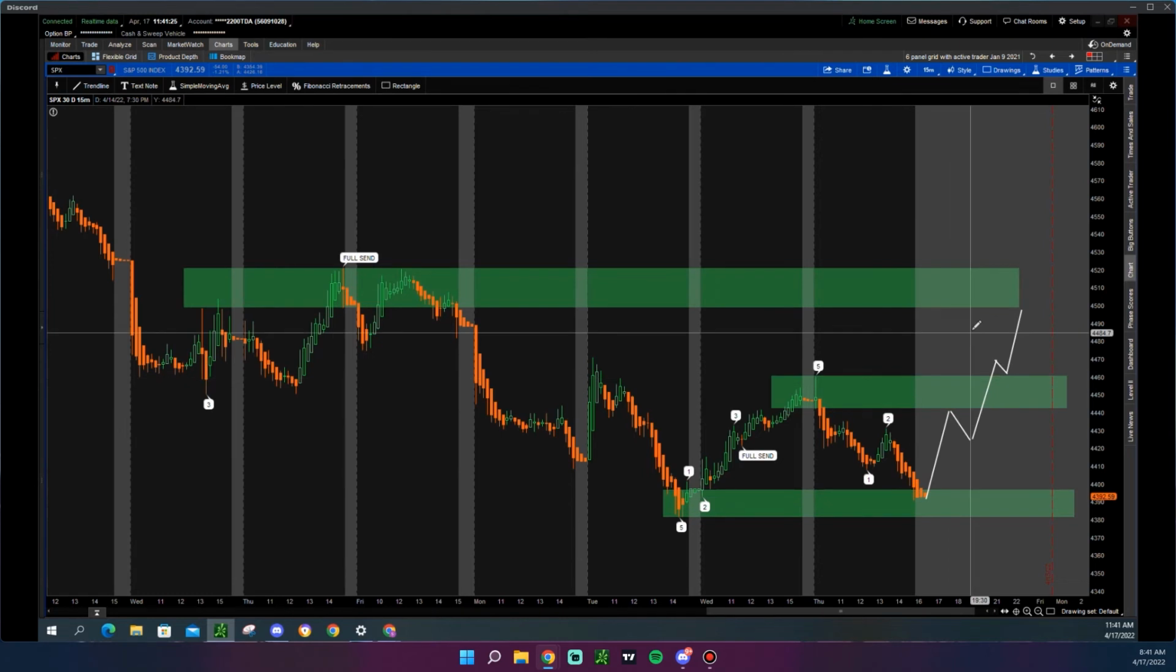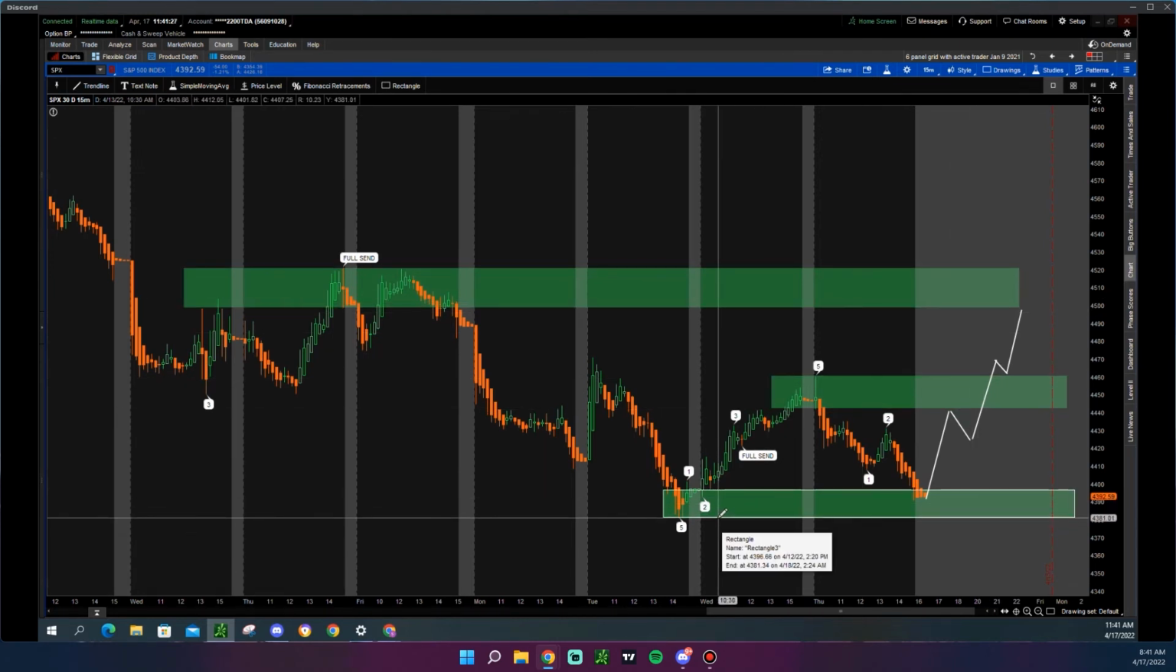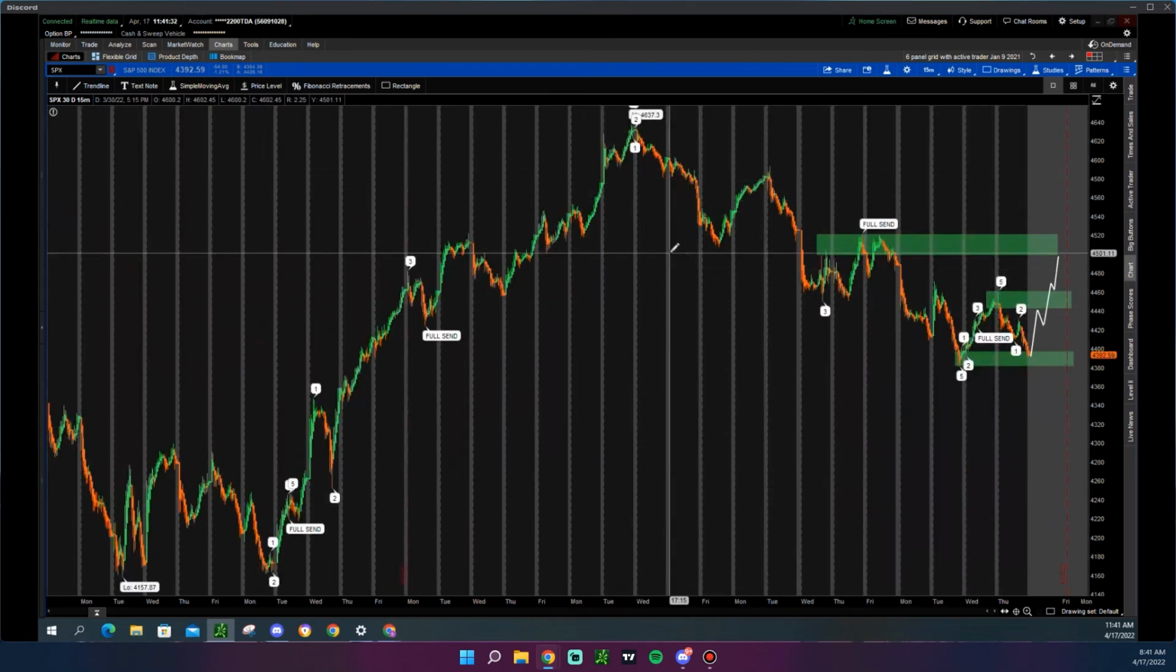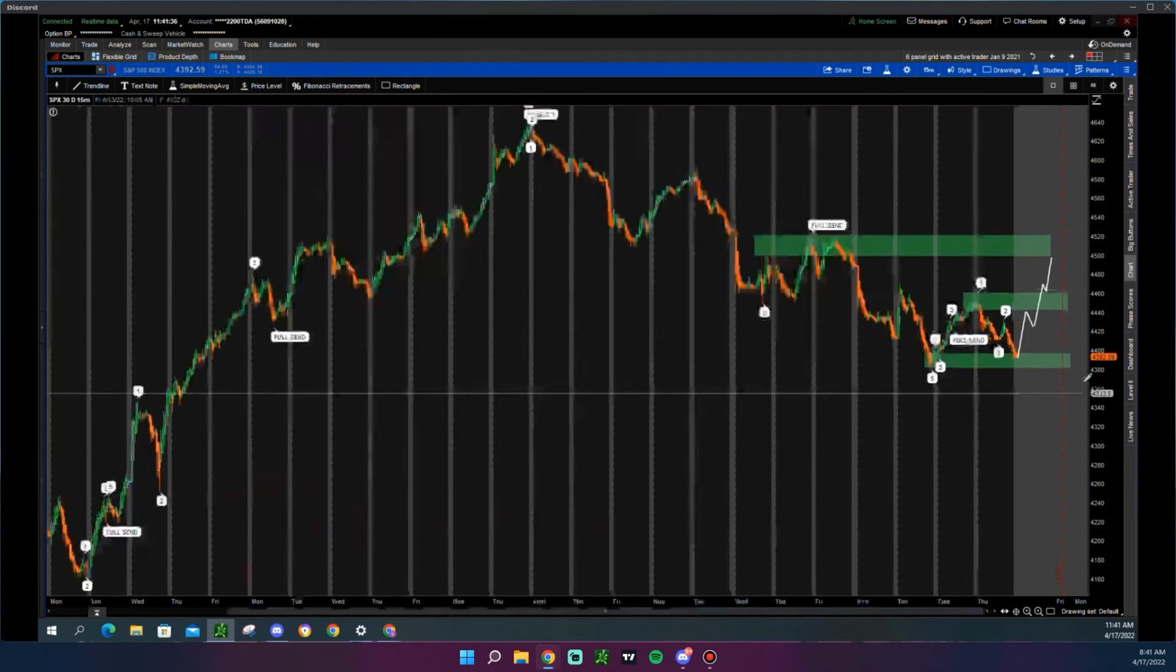Now it's coming back. So if it does this, and if it breaks that 43.80, do you guys remember how important that 43.80 was on SPX from before? Same with SPX, ES. Fairly important level on 43.80.